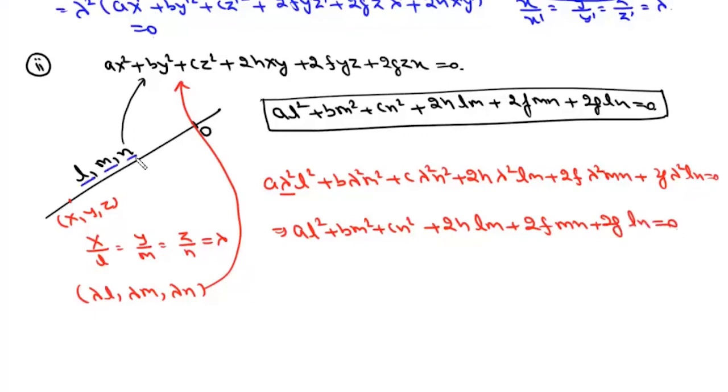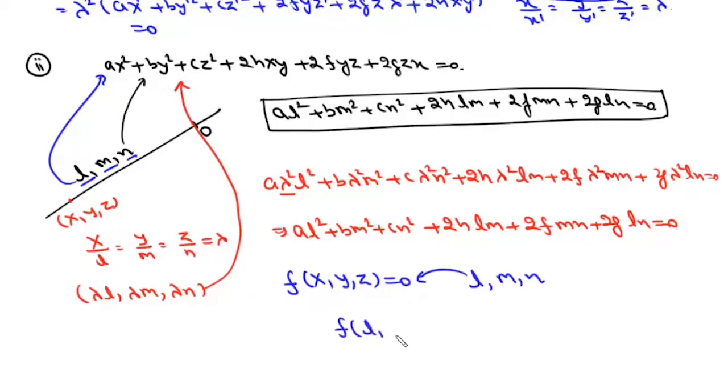So direction ratios of any generator, they'll satisfy the equation of this cone. So if we have the equation of a cone as f(x, y, z) equals 0 and direction ratios of any generator are L, M and N, then we can simply say f(L, M, N) will be equal to 0, and we can also use the result the other way. If L, M, N are direction ratios of a generator of a cone and they satisfy this function f(L, M, N) equals 0, then the equation of the cone is f(x, y, z) equals 0.